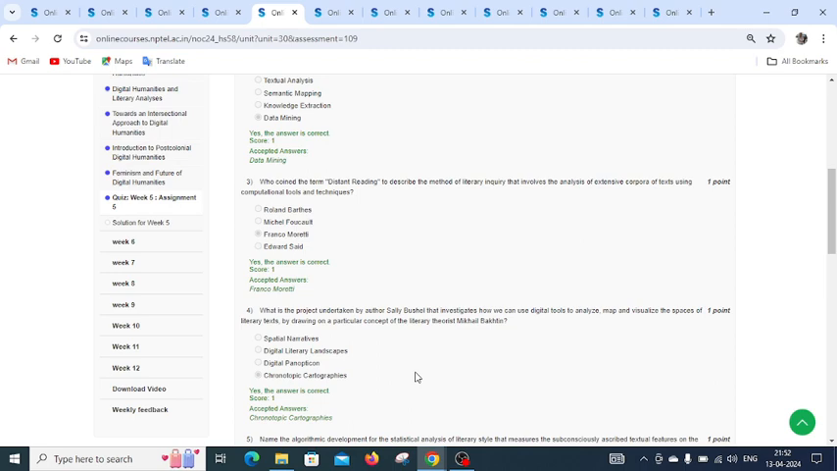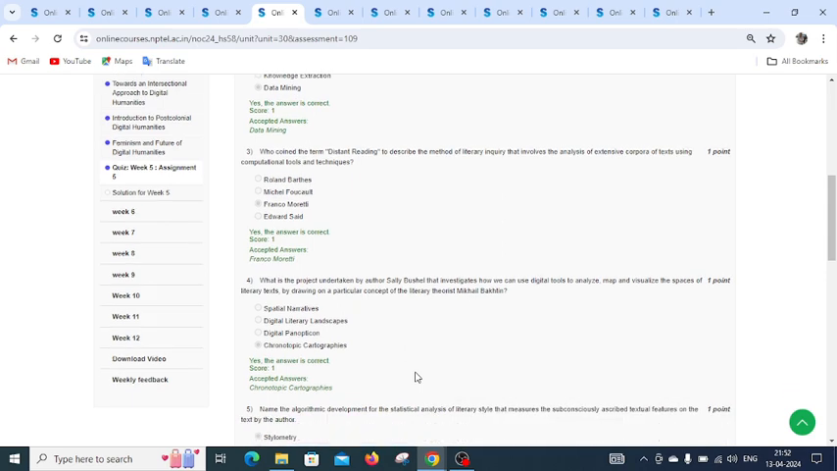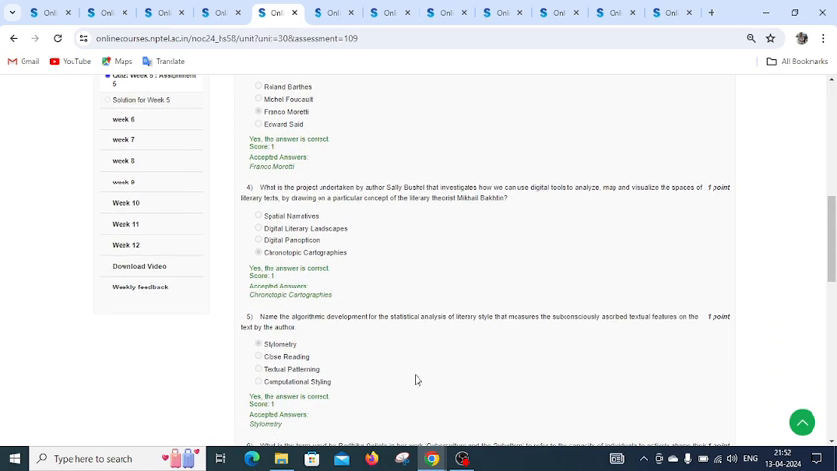What is the project undertaken by author Sally Bushell that investigates how we can use digital tools to analyze, map, and visualize the space of literary text by drawing on a particular concept of literary theorist Mikhail Bakhtin? And the Chronotopic Cartographies is the right answer. Name the method developed for statistical analysis of literary style that measures the stylistic features ascribed to the text by the author. Stylometry is the right answer.